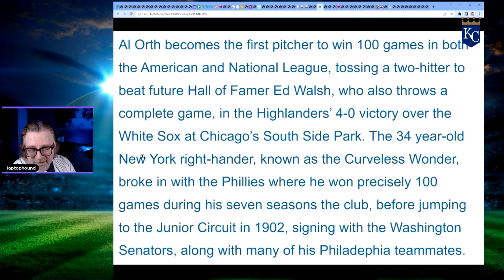So I guess the 34-year-old New York right-hander was known as the curveless wonder, where he broke in with the Phillies and won 100 games during his 7 seasons there before going to the junior circuit and signing with the Washington Senators. So you win exactly 100 games in one league, and then you go over to the other league and you win 100 games there. That's kind of a fun fact. Al Orth, I hope you get a card in Perfect Team.